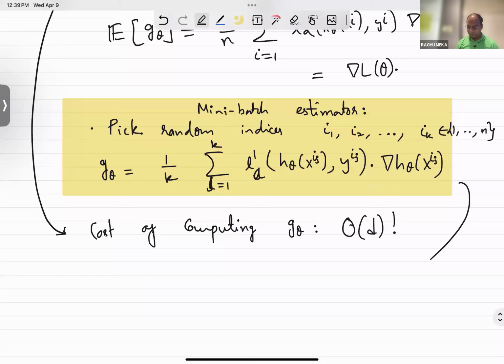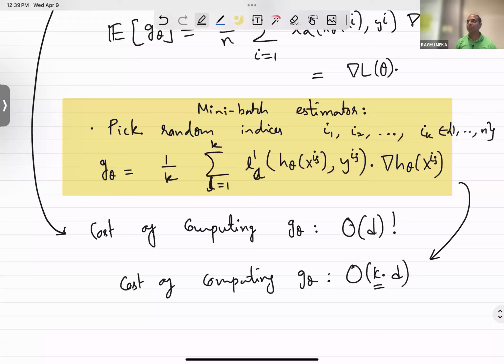And you also have the cost of the mini batch is O of k times d. Okay, instead of n times d, if you pick k points, it's going to be like k times d. All right.